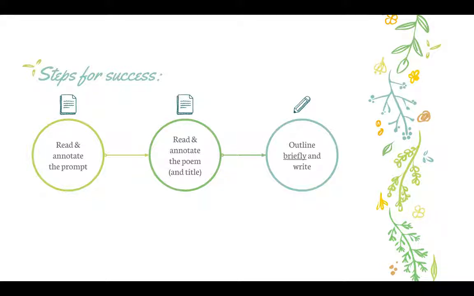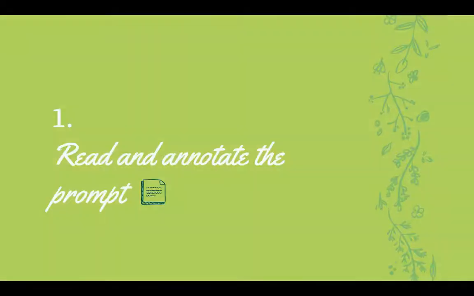So a few steps to keep in mind in order to succeed on this type of essay. First, you want to read and annotate the prompt. Then you read and annotate the poem and the title. That's so easy to overlook, but it can give you so much good information. And then outline briefly before you write.